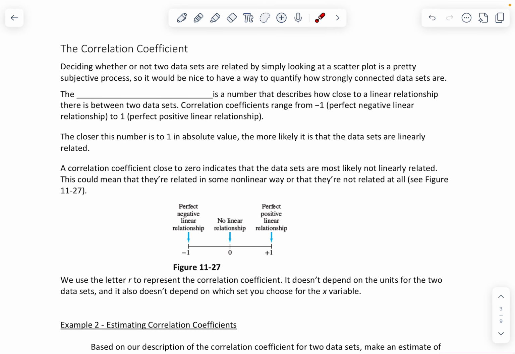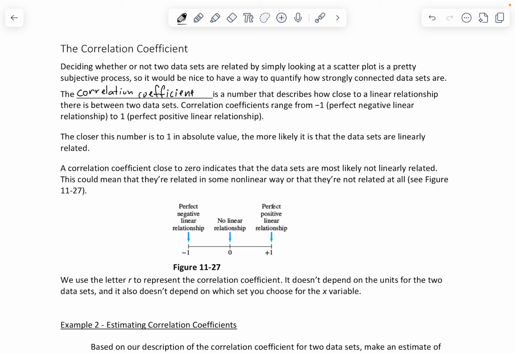Deciding whether or not two data sets are related by simply looking at a scatter plot is a pretty subjective process. So it would be nice to have a way to quantify how strongly connected data sets are. This is the purpose of our next topic, which is the correlation coefficient. The correlation coefficient is a number that describes how close to a linear relationship there is between two data sets.